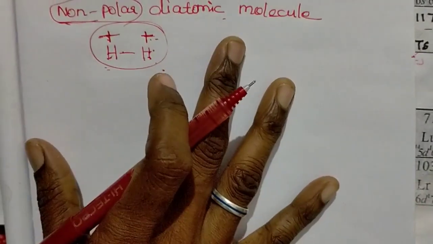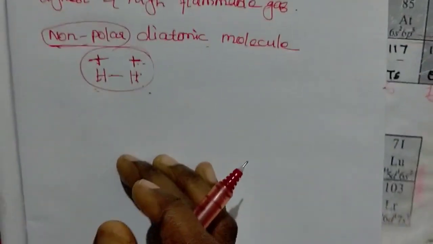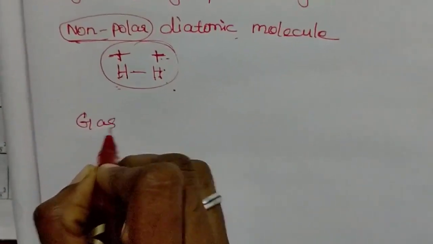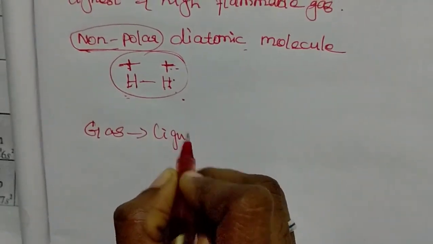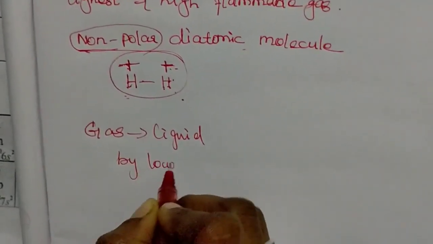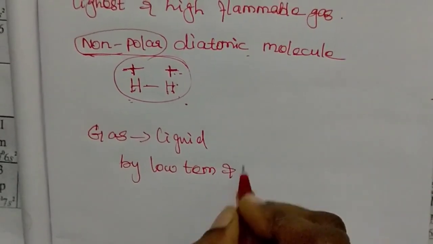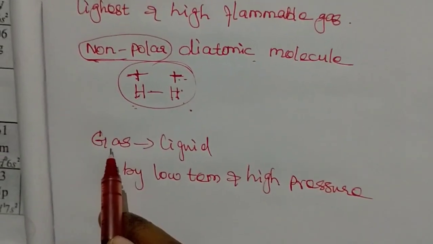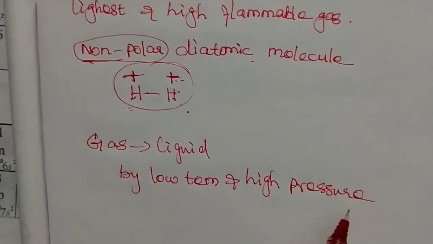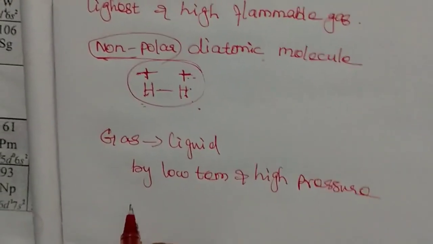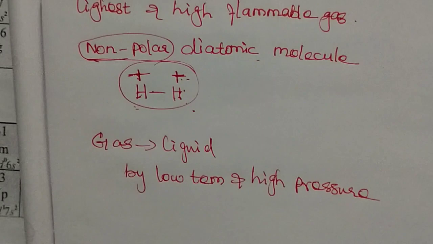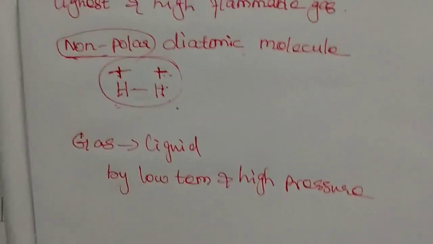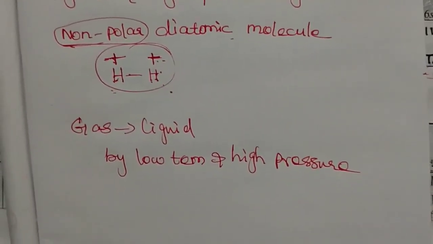We can liquefy this, we can convert this hydrogen gas into liquid under very low temperature. Gas into liquid by low temperature and high pressure. So we have some conditions to convert this hydrogen gas into liquid by low temperature and high pressure. Hydrogen is also a good reducing agent. We use this hydrogen as a reducing agent in many reactions and processes.